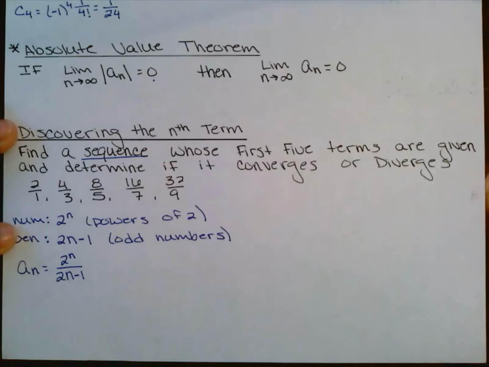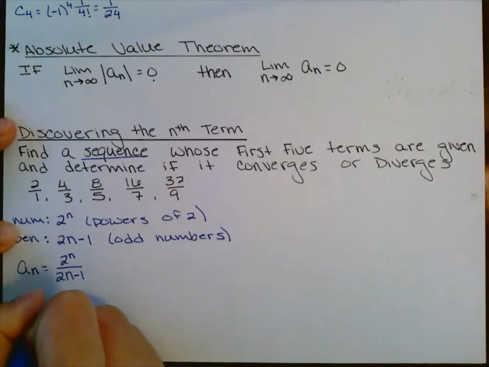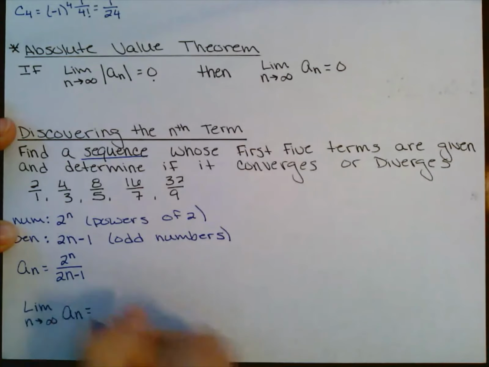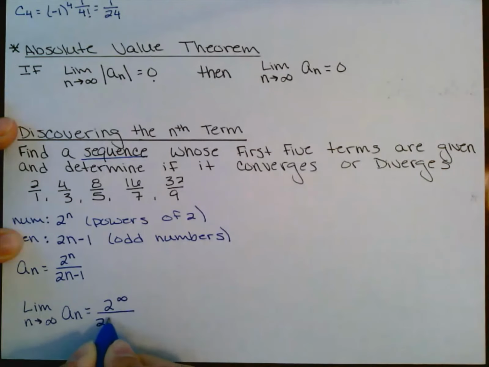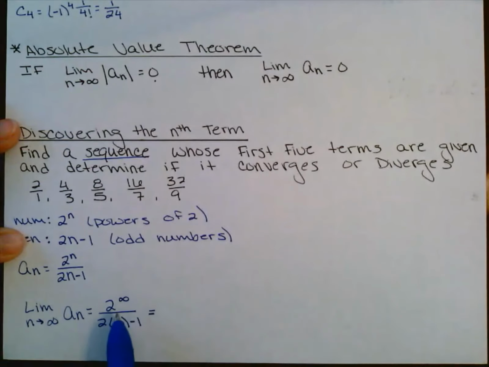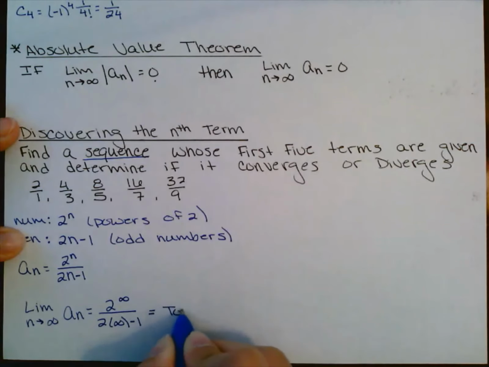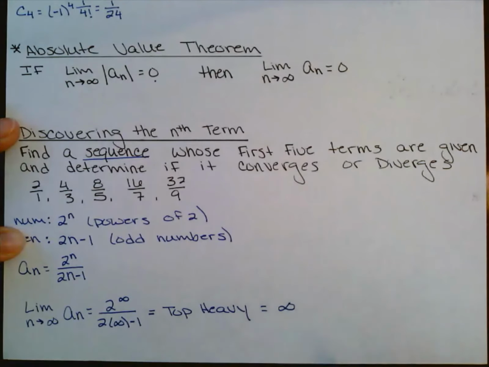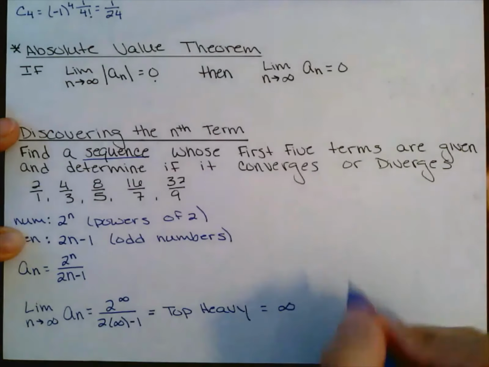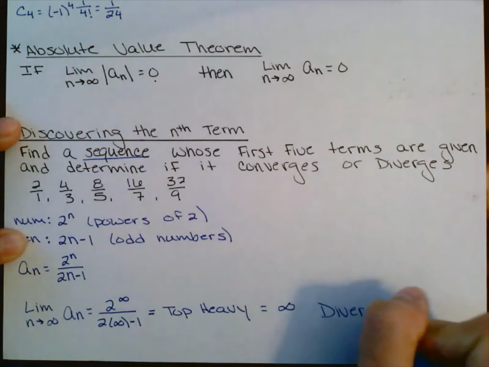Well, we know we can do that with the limit to infinity. So I can say the limit as n approaches infinity of a sub n. It's going to give me 2 raised to the infinity over 2 times infinity minus 1. Now here, if you've gotten good at your limits in the past from AB, you know that exponential functions grow faster. So if the exponential function is in the numerator, this is a top-heavy fraction. And we know that top-heavy fractions equal infinity. And we know that when these equal infinity, we can say that this diverges.